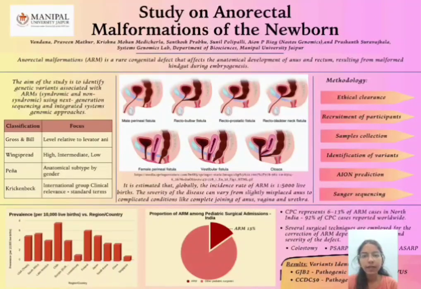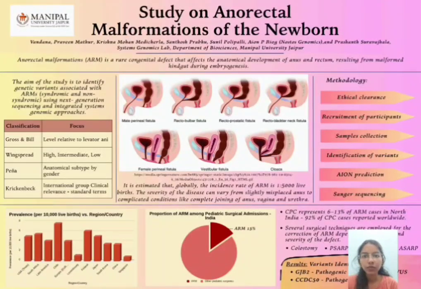To categorize these malformations, we have referred to multiple classification systems. The early Gross and Bill system described ARM types based on their level relative to the pelvic floor muscles. This was followed by the Wingspread classification, which grouped them into high, intermediate, and low types. Wiener classification brought a gender-based anatomical approach, and the most widely used was the Krickenberg classification, which helps to standardize clinical reporting and outcome studies.